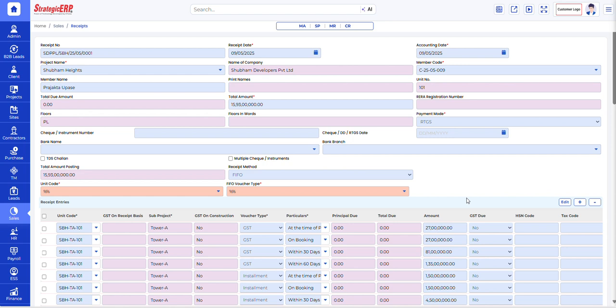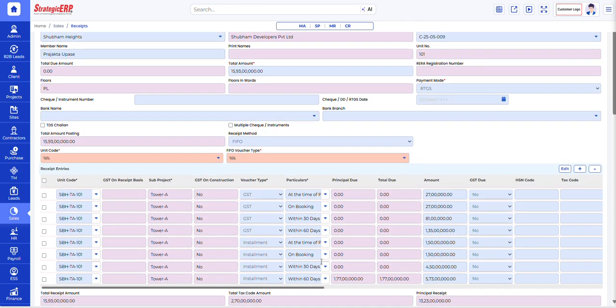Initially I will take your booking amount. A booking amount is already taken at the initial level. Then, well before the agreement, you specify that 10% or 20% of the amount has to be taken. Followed by that, you have your other slab-wise payments to be taken, such as at booking, within 30 days, 60 days, and at the time of possession. So basically there's a broken down amount which you can capture in the ERP system.